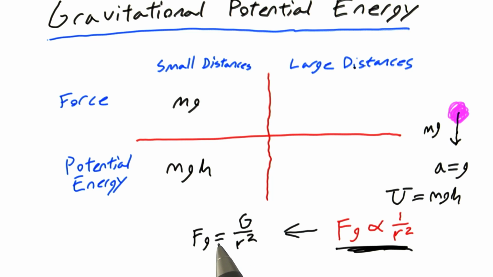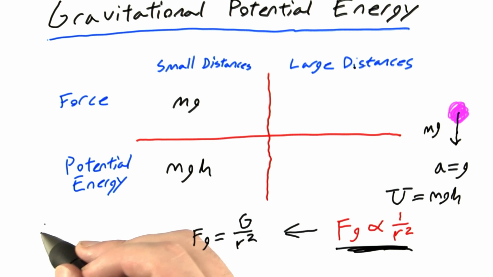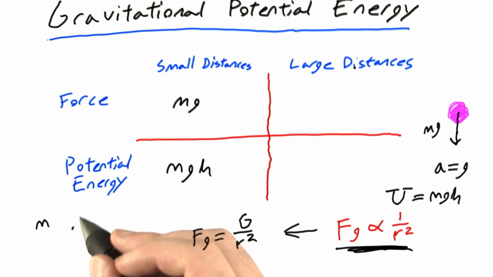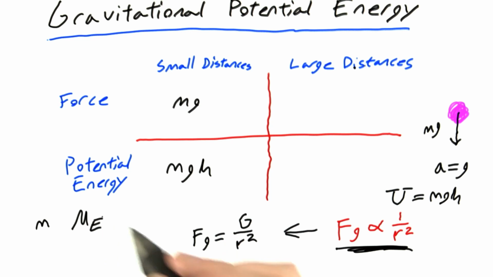We know that the force of gravity actually depends on mass, and there's no mass in this equation yet. Well, we have to ask, whose mass does this gravitational force depend on? Well, it should depend on the mass of the object, which I've been calling little m, and it should depend on the mass of the Earth, which I'm going to write as M_E. So let's add those into our equation.